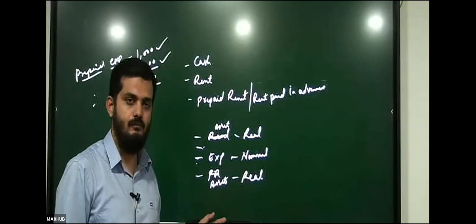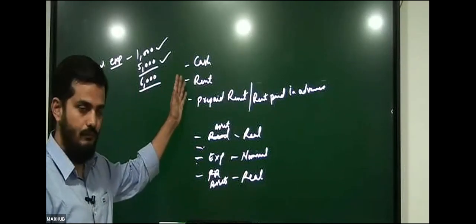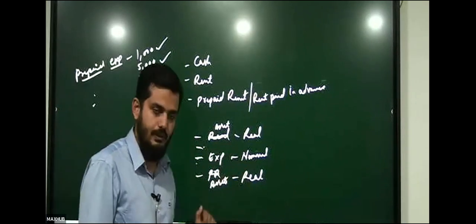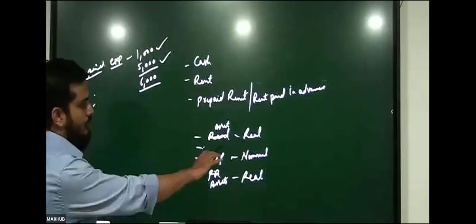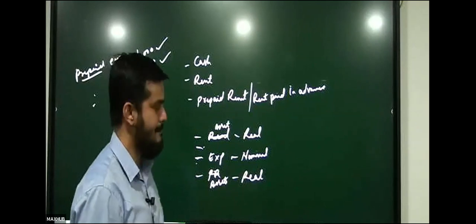Now, what is the third step? Applying the rule, the accounting rules, whatever we have discussed. First, we identify the accounts involved. Second, we know the account type. Third step we are going to do is applying the rules. What is the rule for the real account? Debit what comes in, credit what goes out.